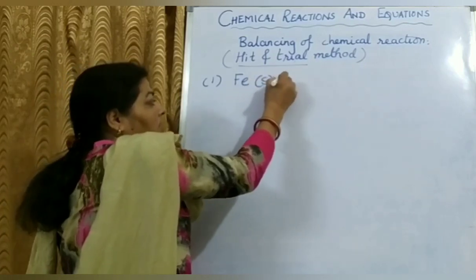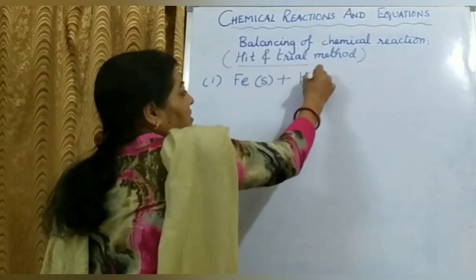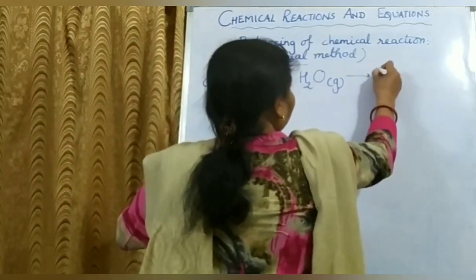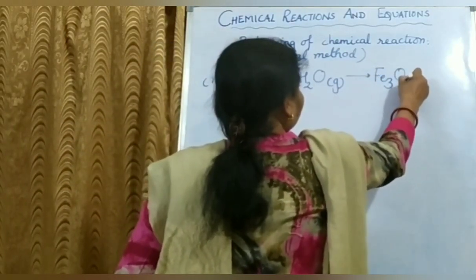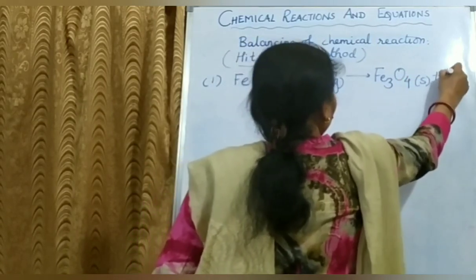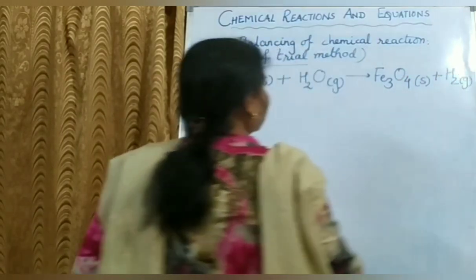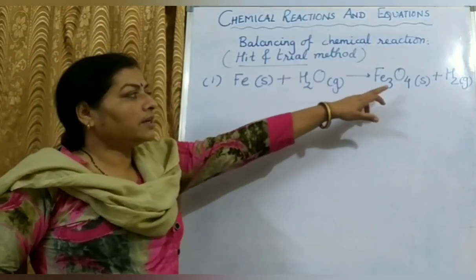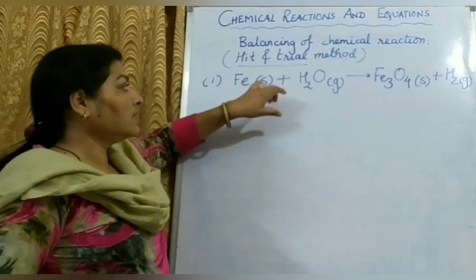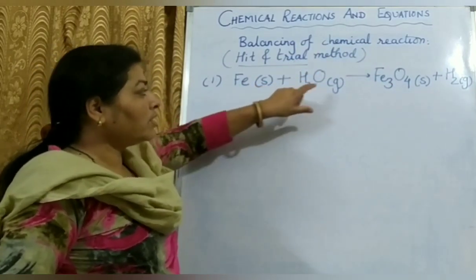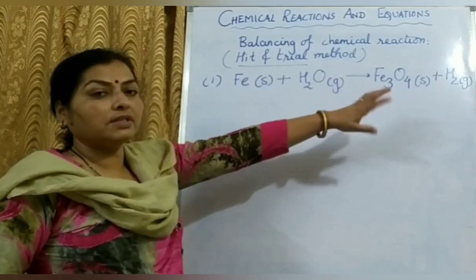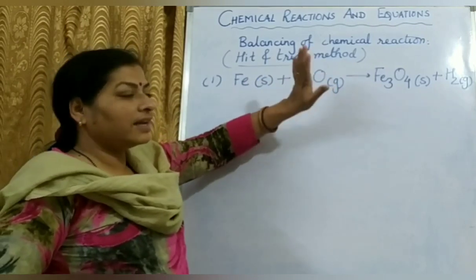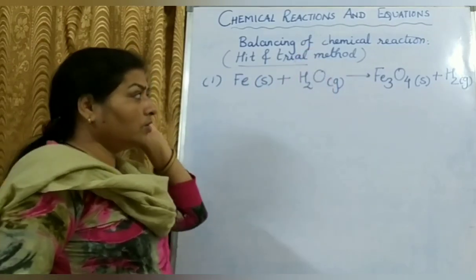Fe solid plus H2O gas gives Fe3O4 solid plus hydrogen gas. Now children, the terms which are written in the parentheses, that is the brackets, these symbols show the state of the substances which are taking part. Like iron is a solid, S stands for solid, G for gas, L for liquid, and AQ for aqueous solution.